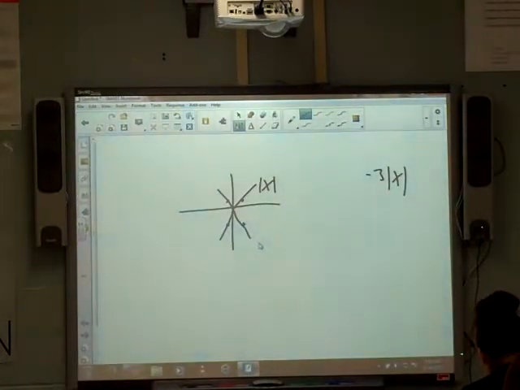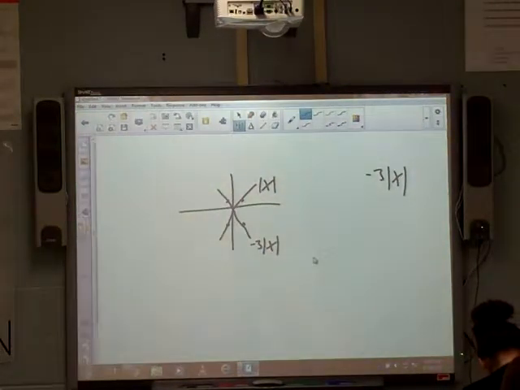It should look skinnier. Go ahead, Trevor. Since we already know the absolute value, it's going to be a V. Just draw that on there.